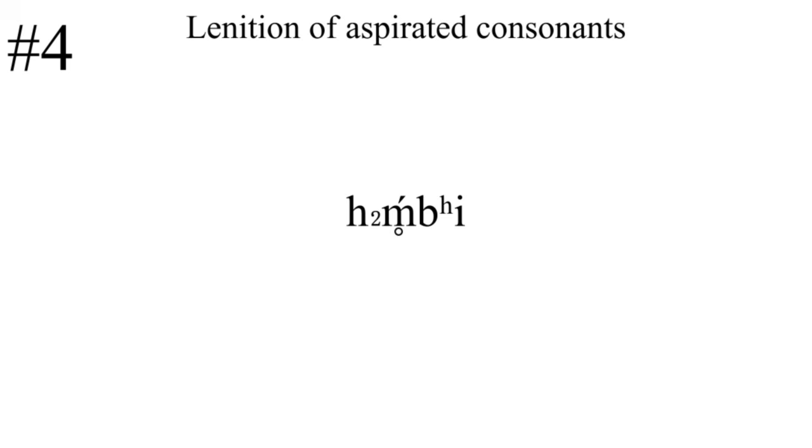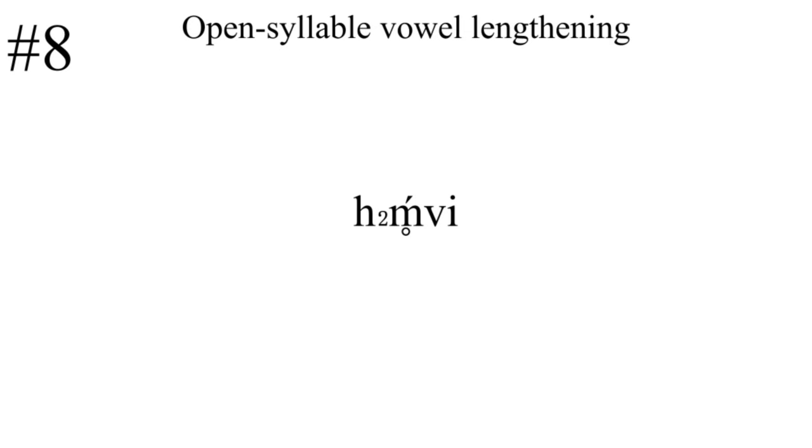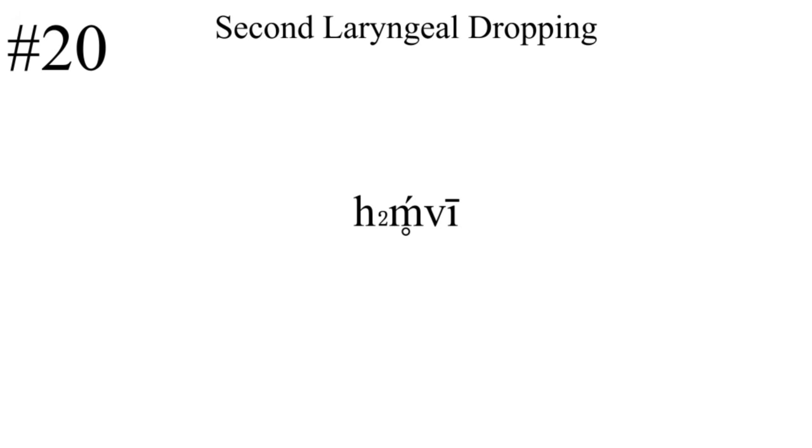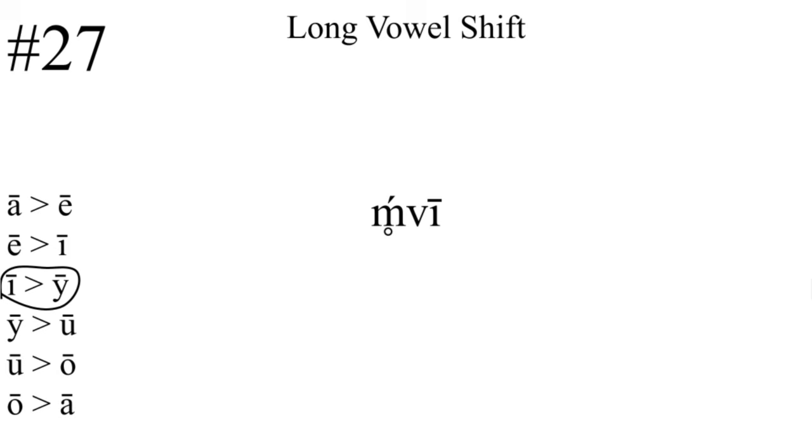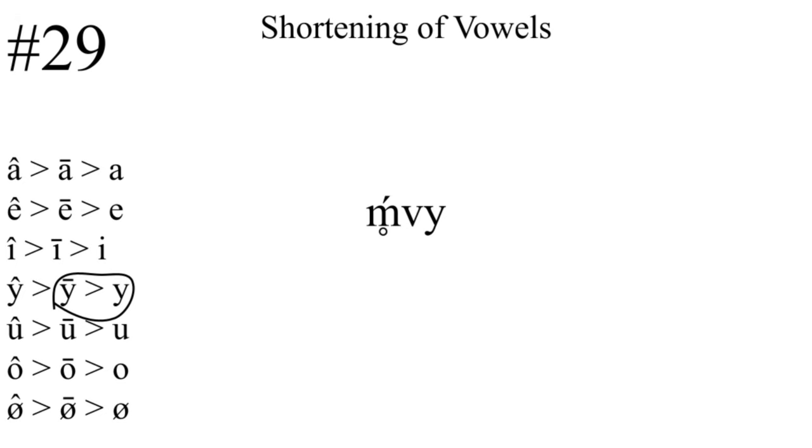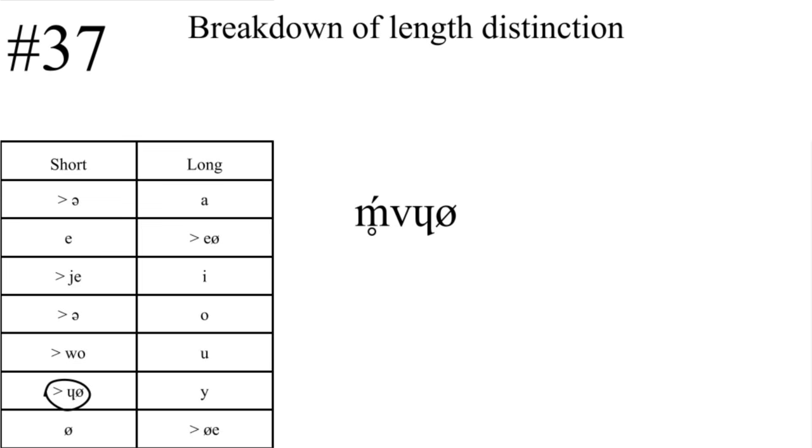The word for around is p. It's attested in nearly every language. Rule 4 turns the p into v, vi. Rule 8 lengthens vowels in open syllables to create vi. Rule 20 eliminates the laryngeal, and no vowels are left to be changed by it, leaving mv. Rule 27, long vowel shift, mv. Rule 29, long vowels shorten, mv. Rule 37 breaks it up into mv.